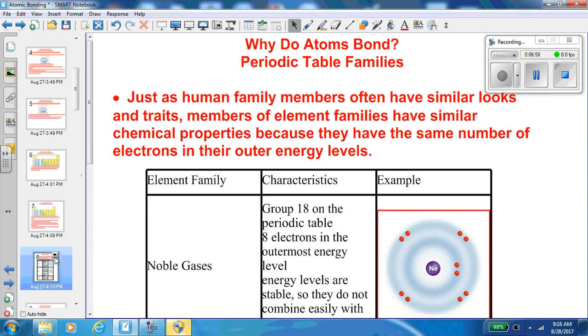All right, let's look at some periodic table families, because this is something that you looked at in your activity last week. Just as human family members often have similar looks and traits, members of element families have similar chemical properties because they have the same number of electrons in their outer energy levels. And that's what we learned when we first introduced the periodic table. We talked about how the periodic table was organized according to what these elements have in common. So let's look at a few families here on this table.